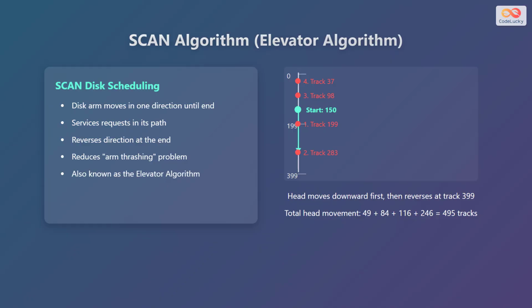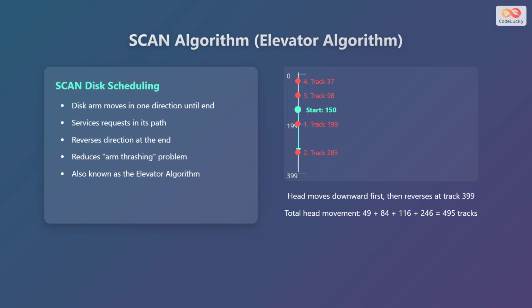Now let's examine the scan algorithm, also known as the elevator algorithm. In this approach, the disk arm moves in one direction until it reaches the end of the disk, servicing requests along its path. Once it reaches the end, it reverses direction and continues servicing requests in the opposite direction. This reduces the arm thrashing problem, as the disk arm moves in a more organized manner.